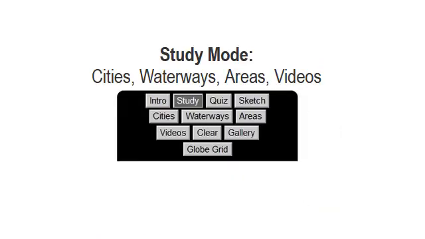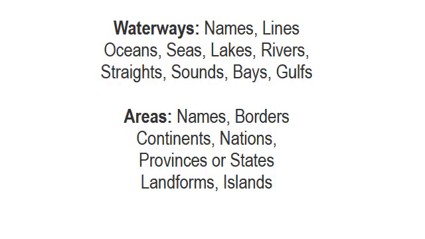The default view of the app is the study mode. The buttons display the locations of cities, waterways, areas, and videos. The clear button removes all information displayed over the map. Clicking on the Waterways button will display the names of navigable bodies of water, like oceans and seas, as well as large lakes and rivers.